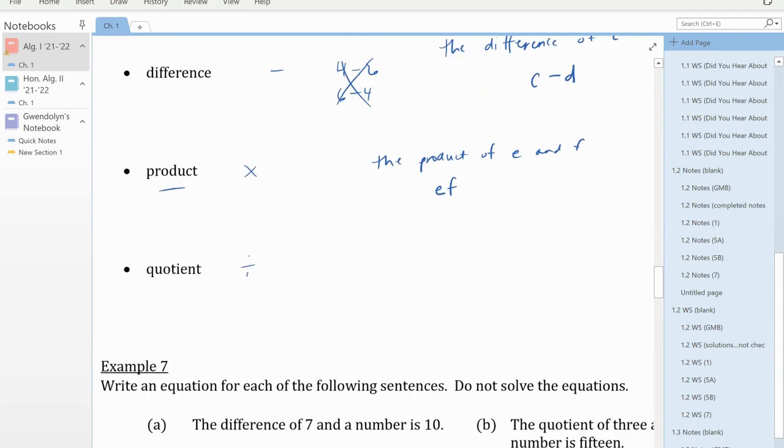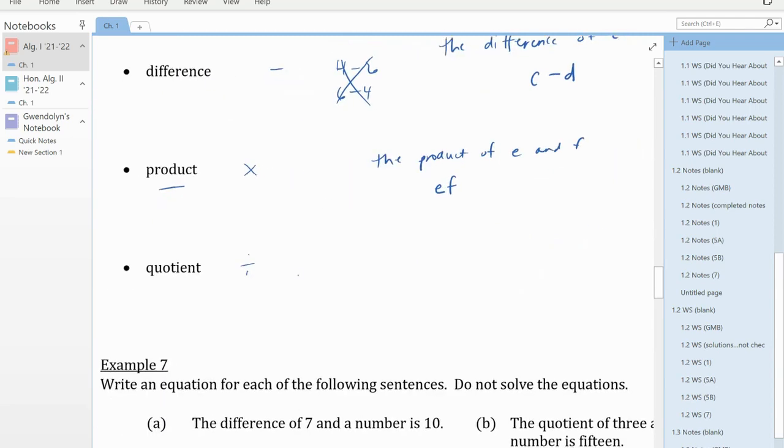Okay. And then quotient, again, it matters what order you divide in. 10 divided by 5 is 2. 5 divided by 10, that's a half. Different numbers. So if it says the quotient of G and H, whatever they say first, G divided by H. Algebraically speaking, it's easier to write as a fraction. Like if you're going to work with it in an equation, fraction is the way to go.